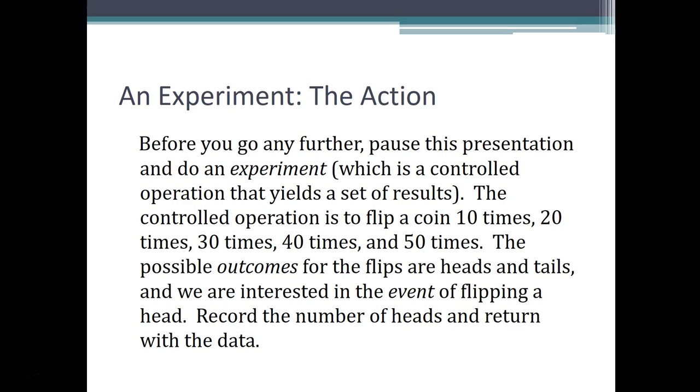So let's say you had 3 heads when you hit 10. Then let's say you had 5 more heads when you hit 20. You'd have 3 plus 5 or 8. Write down the 8. Keep a running total at 10, 20, 30, 40, and 50.